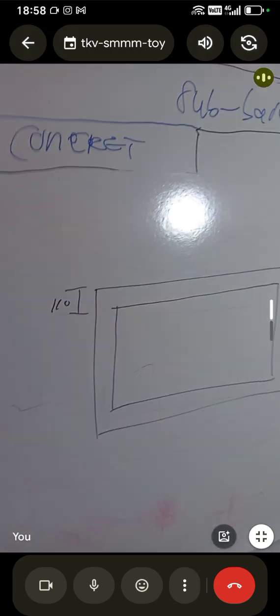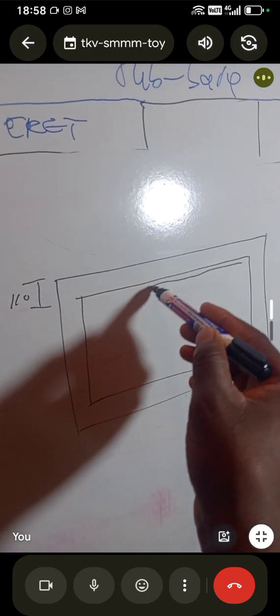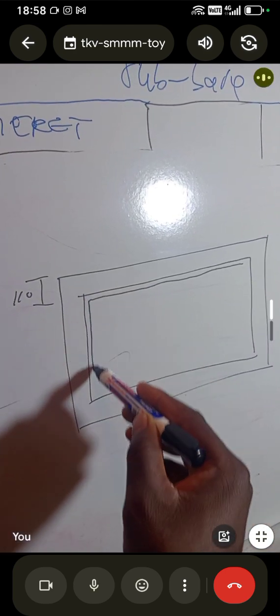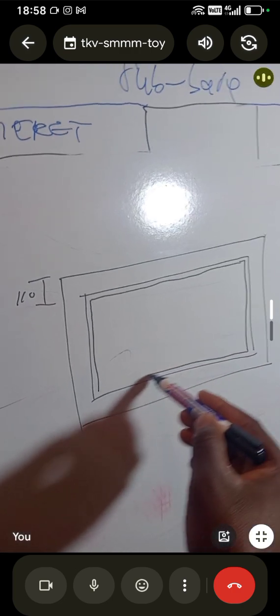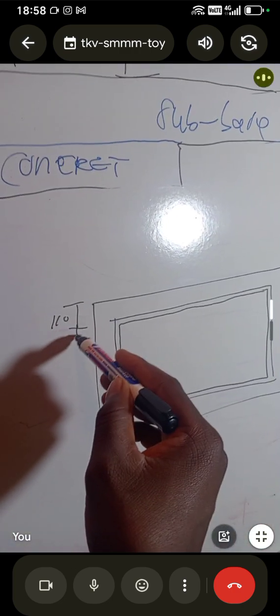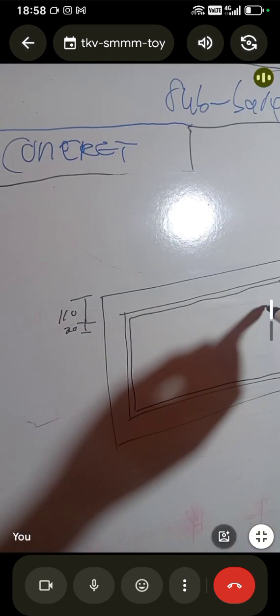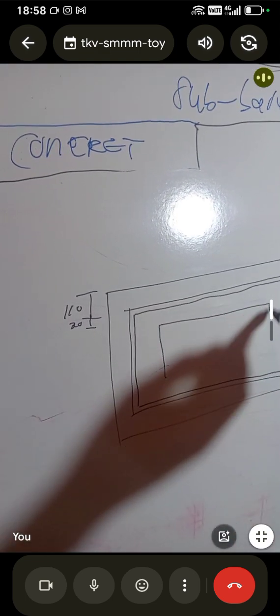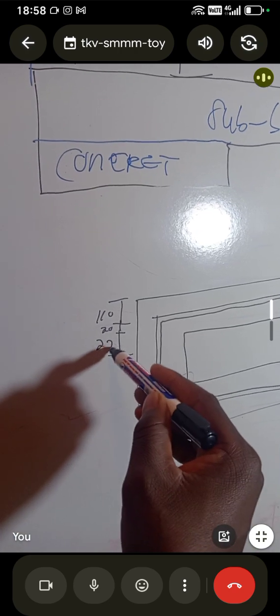Like that, 110 brick wall. And then inside there's a mastic there. The thickness of that mastic is 20. I just want you to see 20. So we're going to extend the thickness there, which is 20. And then we have a 220 brick wall inside, which is from here to here. Let's say 220 brick wall.